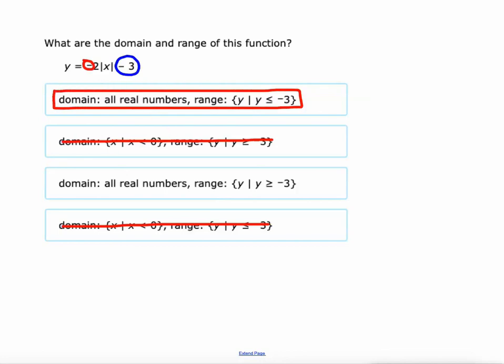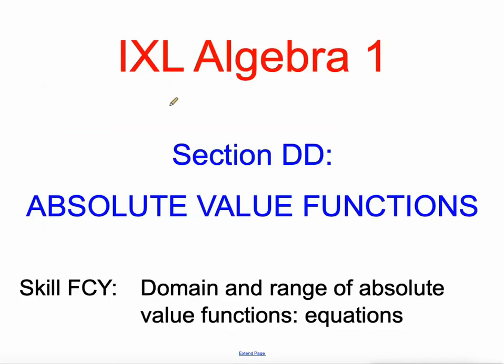So we're just using some logic about absolute value functions in order to determine their domain and range.